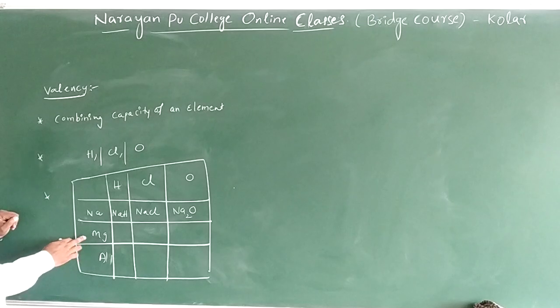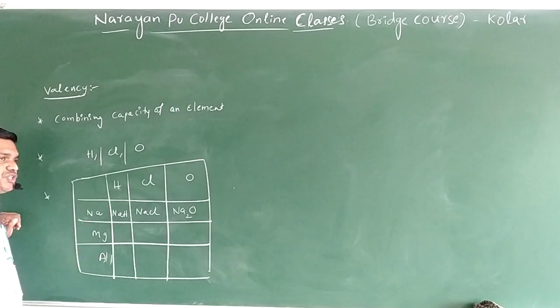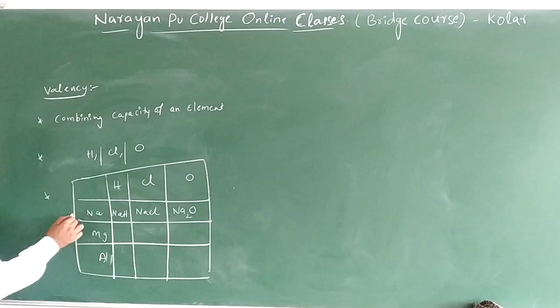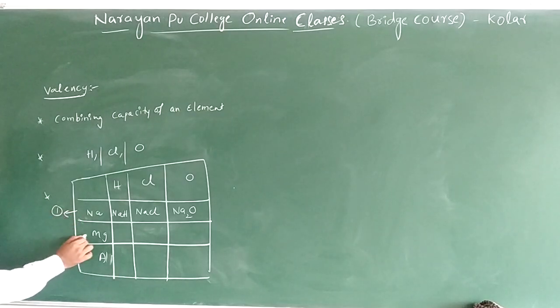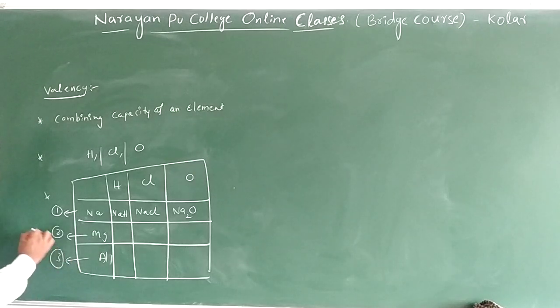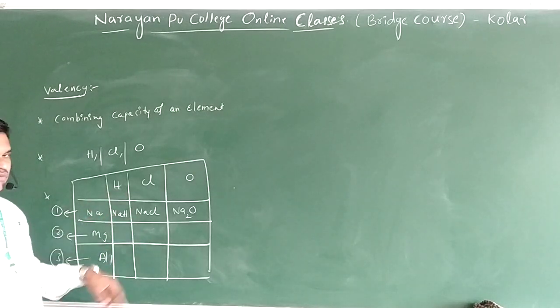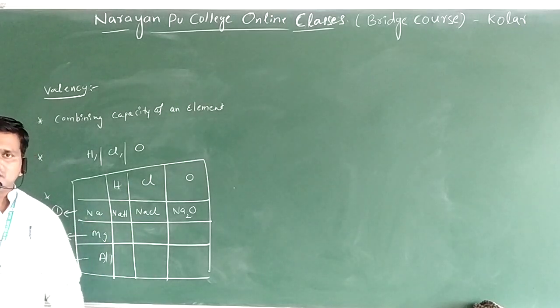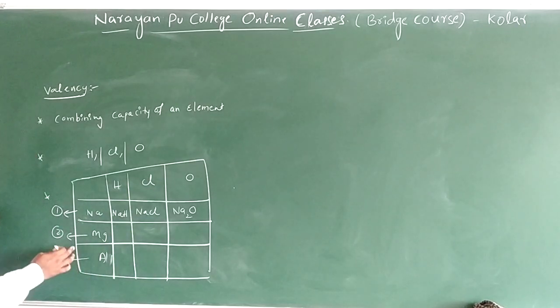Clear? Now magnesium. Generally magnesium belongs to the second group in the periodic table. Its valency is 2. Sodium valency, you can write here, 1 only. Magnesium valency is 2 and aluminium valency is how much? 3 only. Hydrogen valency is 1, Cl valency is 1, oxygen valency is 2 only. Clear?